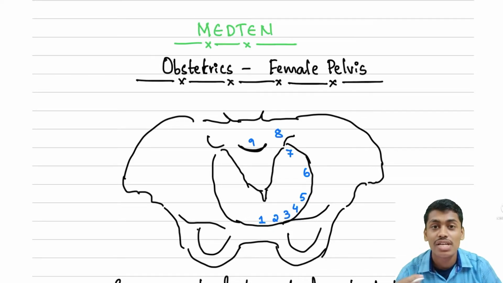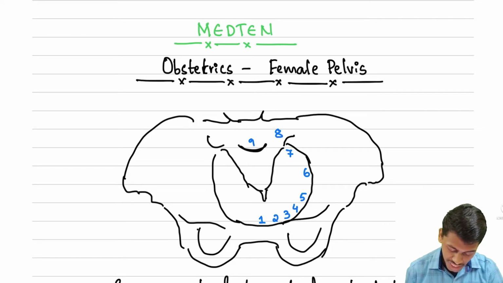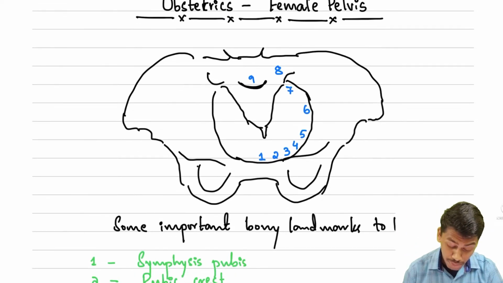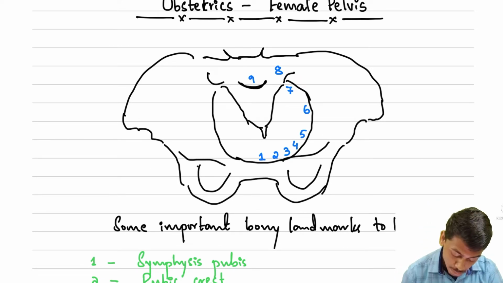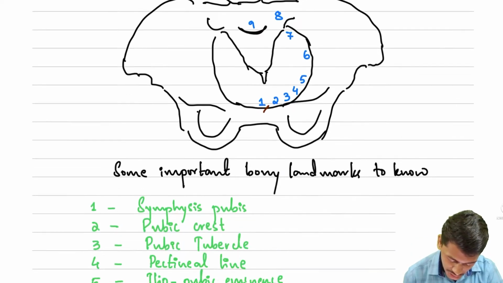So in this video we are going to learn about the obstetrics part of the female pelvis. So beginning with the female pelvis, firstly we have to remember the important bony landmarks of the female pelvis. So these are the important bony landmarks of the female pelvis: 1, 2, 3, 4, 5, 6, 7, 8 and 9. So these are important bony landmarks.